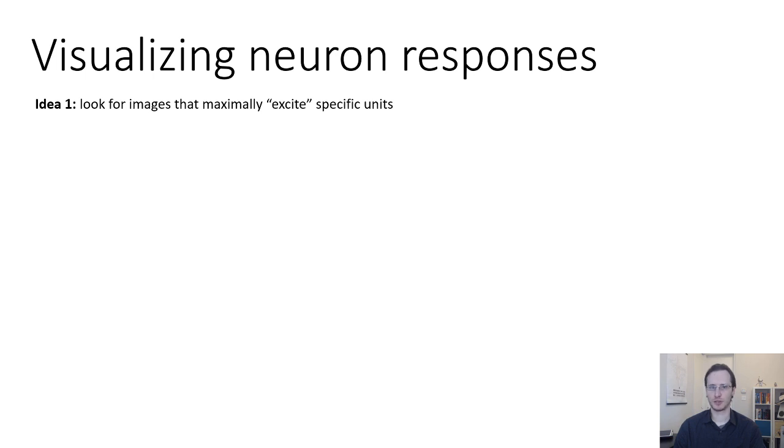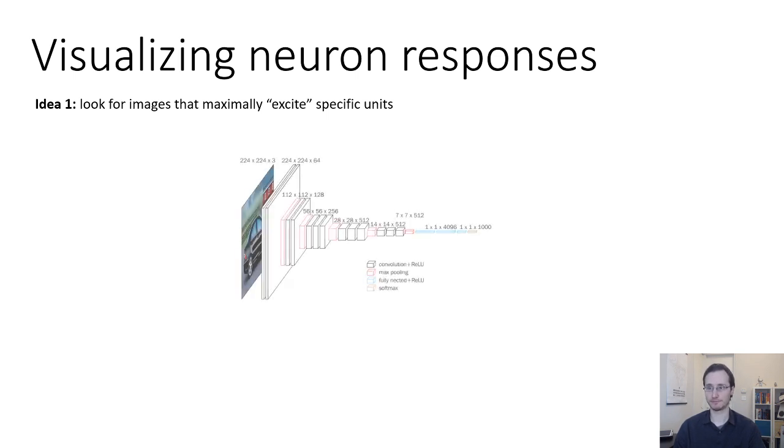So how do we visualize neuron responses? That's option 2. Well, one idea is to look for images that maximally excite specific units. So take a large collection of images, evaluate each of the filters in each of your layers for each of those images, and then sort them for each filter by how much they activate that filter. And then we can see the images that maximally excite each filter.